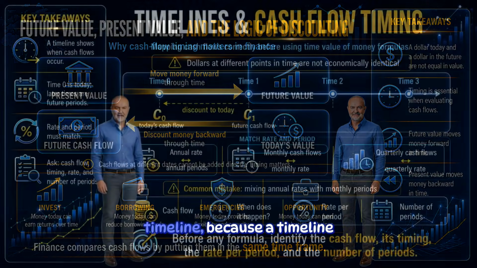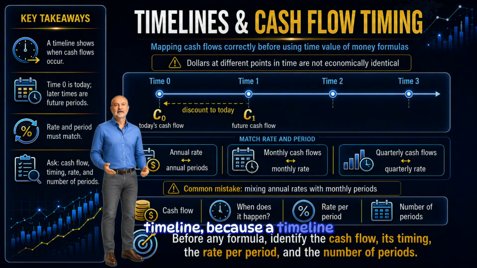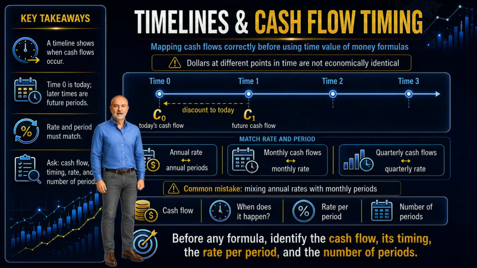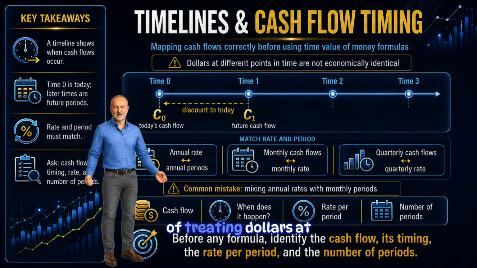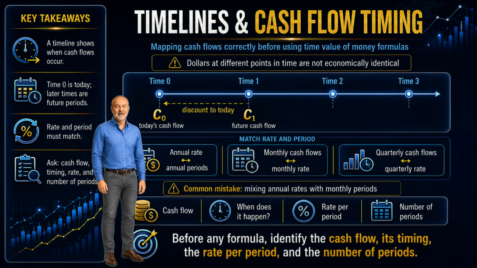Let's begin with a timeline, because a timeline is one of the simplest and most powerful tools in finance. A timeline shows when cash flows occur. It prevents us from making the common mistake of treating dollars at different points in time as if they are identical. Think of time 0 as today. Time 1 means one period from today.